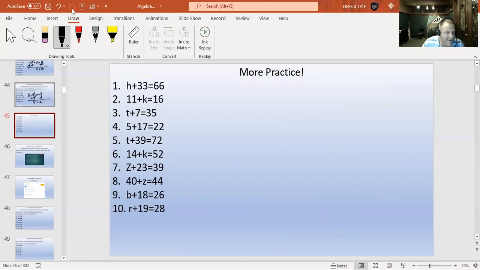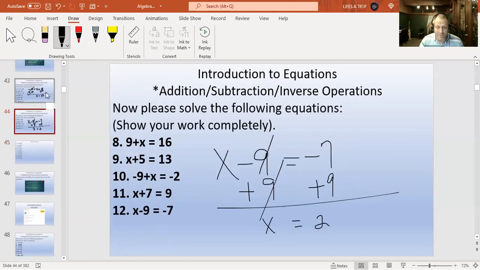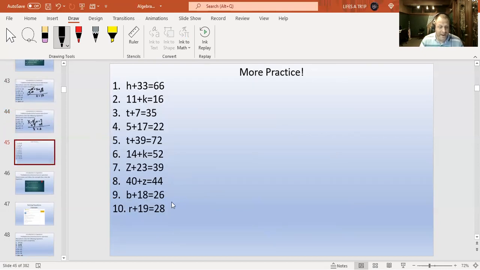Oh, here's some more practice. I'm going to let you guys practice these. Just because they're different variables, they're the same process. So, my homeschoolers, not only would you have to copy this and this down, the problem, the work, and your answers, I want you to take 1 through 10 and do 1 through 10: the problem, show your work, and the answers.